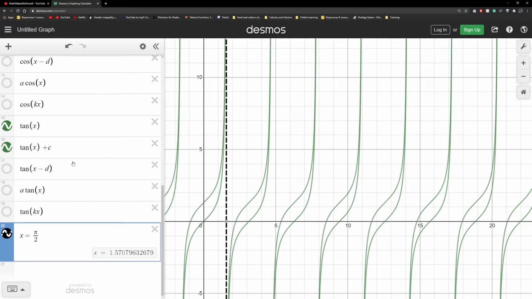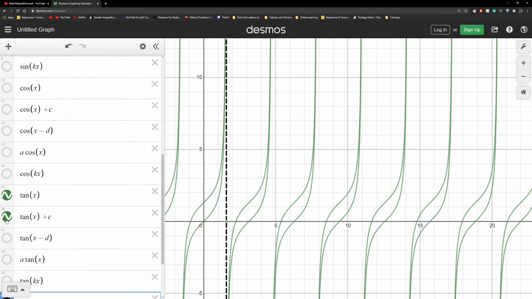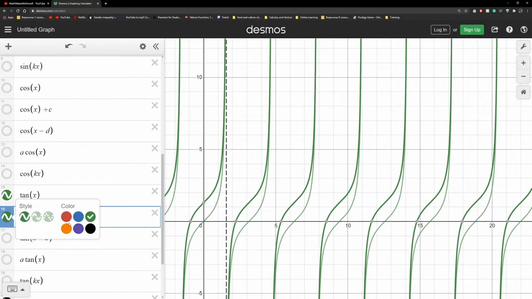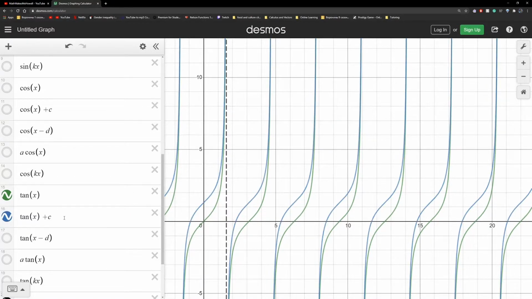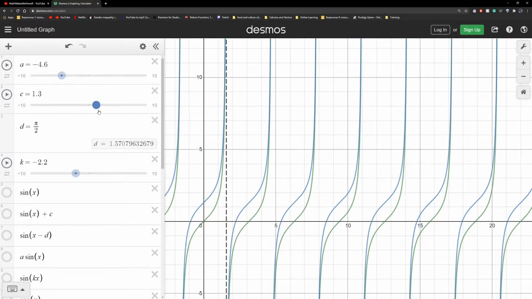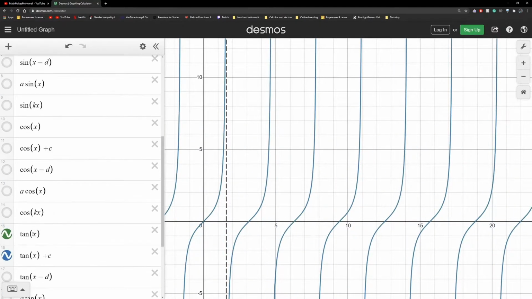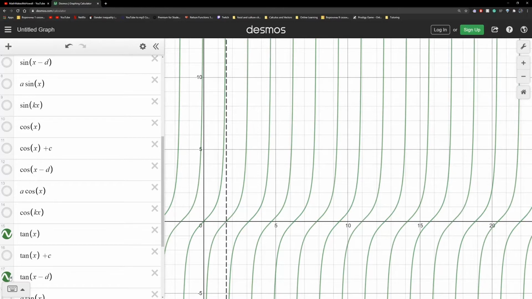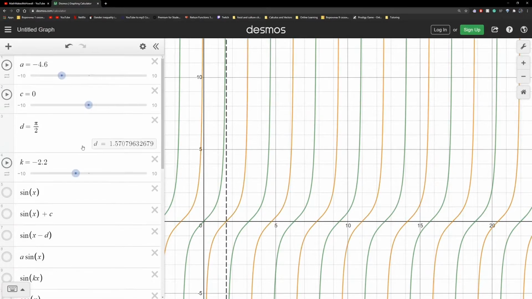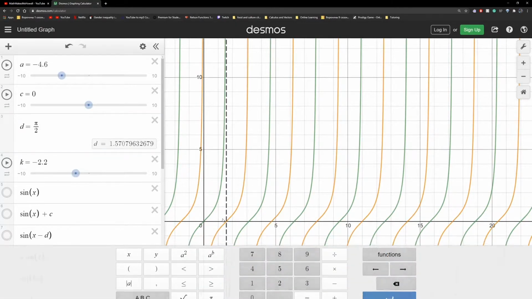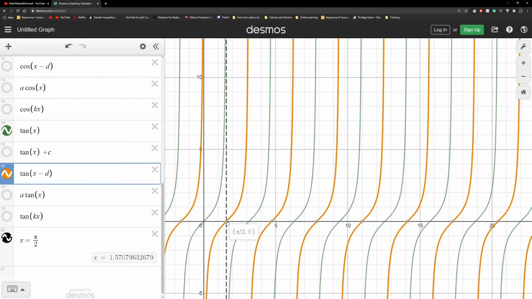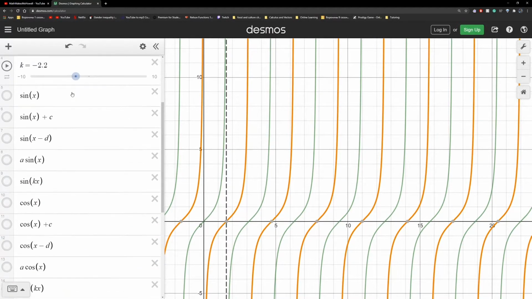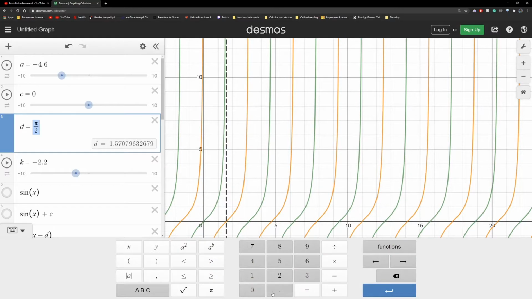If we were to add a c value, again, we're going to be moving the graph up and down. So if we change our c value, there you go, it moves it up and down. For our d value, we get to move it left and right. This is pi over 2, like I was saying. Now it's where the old asymptote used to be, but we could of course change it to any other value.